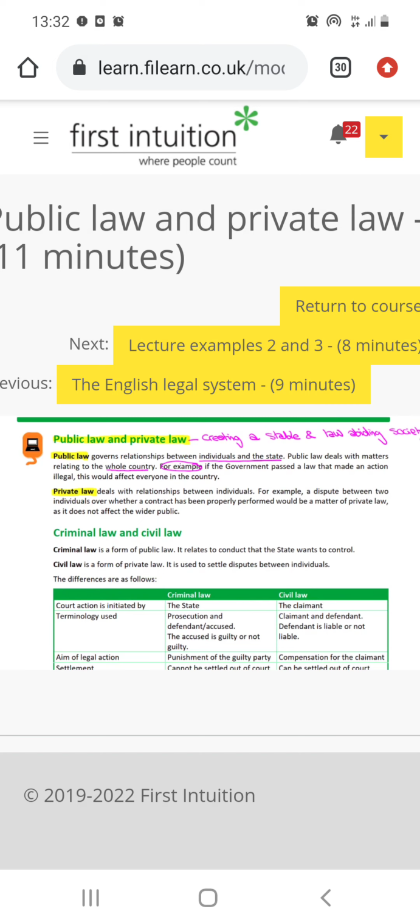Private law is very different. This deals with relationships between individuals that are not a matter for the whole country. We have an example here, a dispute between two individuals over whether a contract has been properly performed. This would be a matter for private law, as it doesn't affect the wider public.